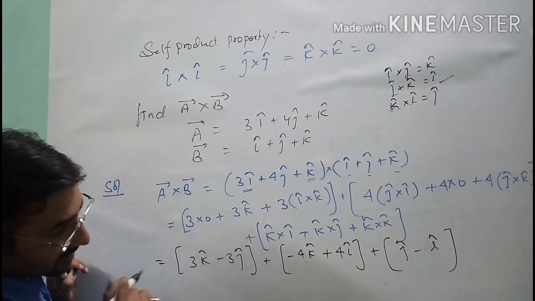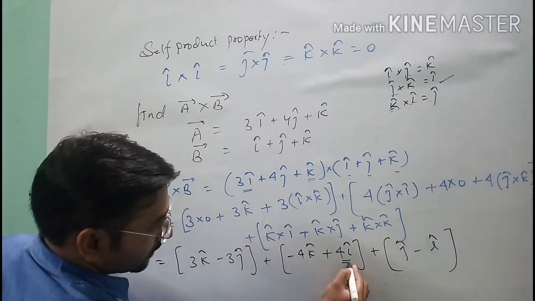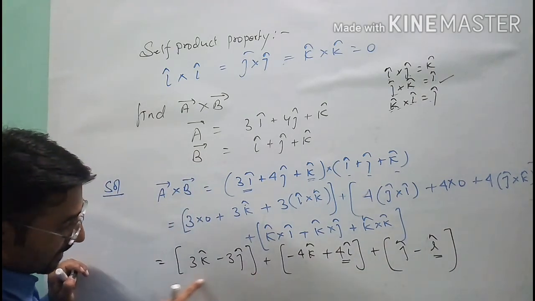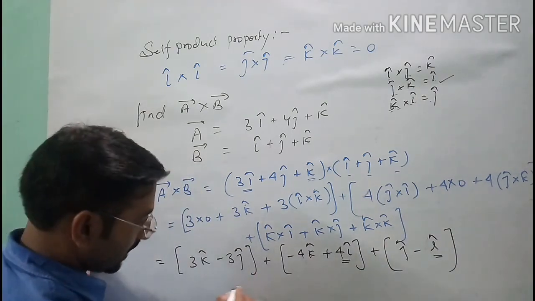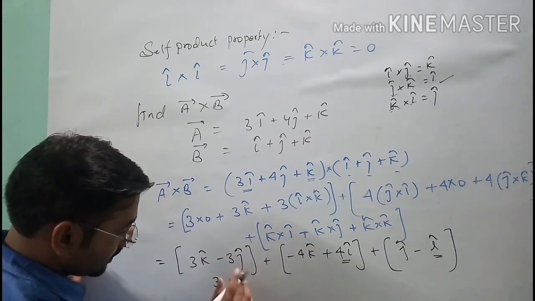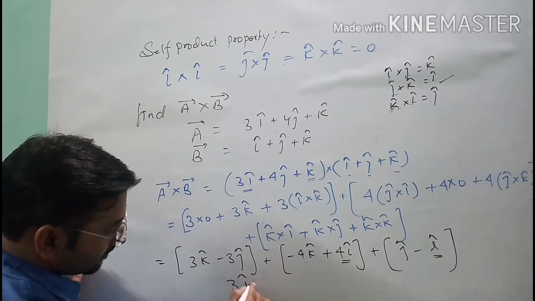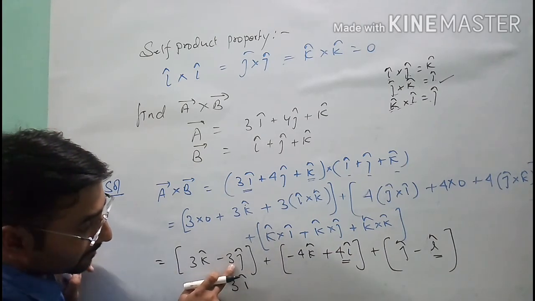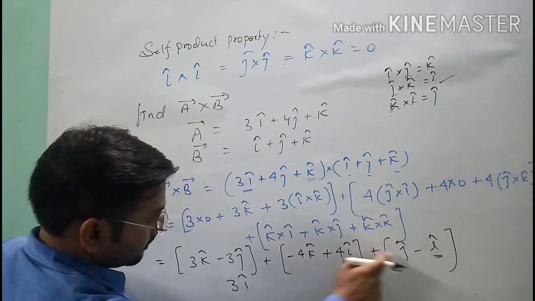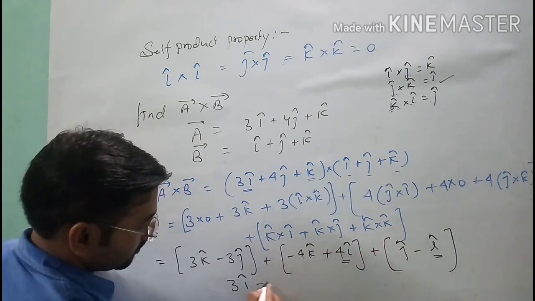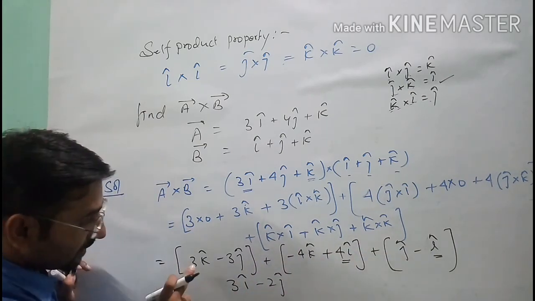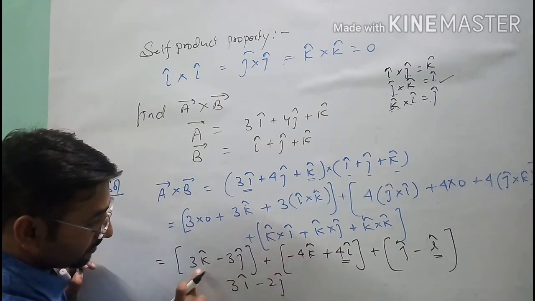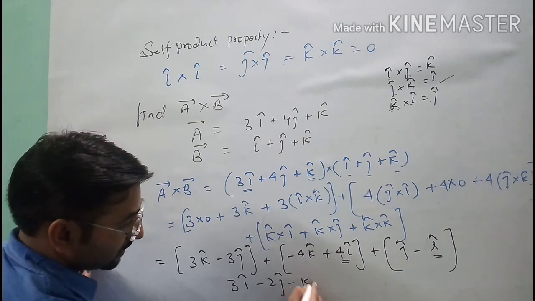See here, first I am taking i cap. Listen, 4i cap minus i cap, 3i cap, nothing is there. So I am writing here 3i cap, final is 3i cap. Then after that I will take j cap: minus 3j cap plus j cap minus j cap, minus 2j cap. And after that 3k cap minus 4k cap, 3 minus 4, minus 1k cap.